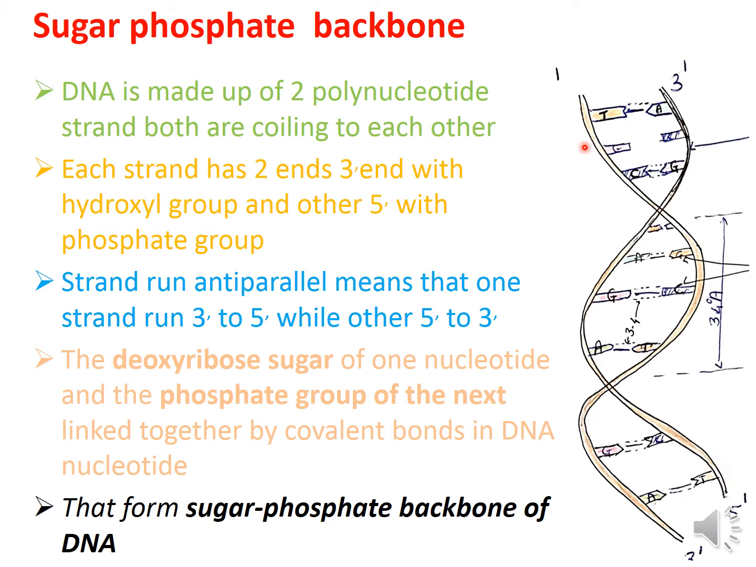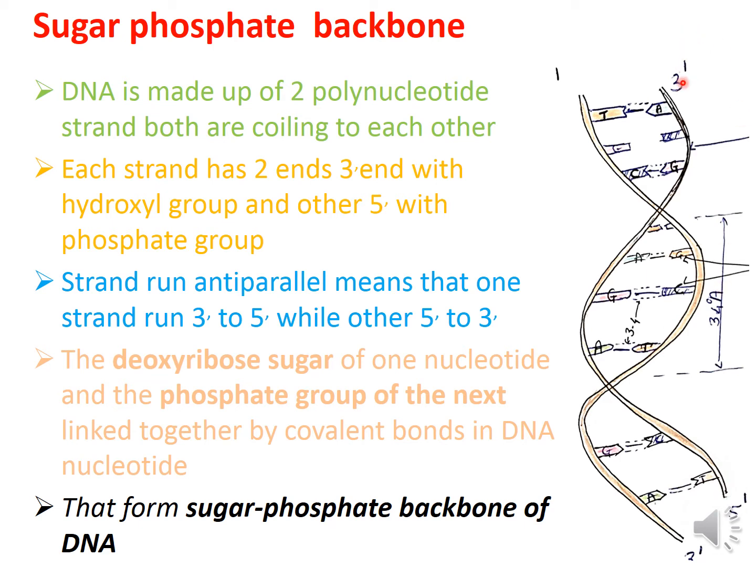Sugar phosphate backbone. DNA is made up of two polynucleotide chains. You can see in the diagram, this is the first and this is the second polynucleotide chain. Each polynucleotide chain has two ends, one is the 3' end and the second is the 5' end. When these two chains are held together, they are held anti-parallel. Here you can see 5' and 3', which means they are anti-parallel.